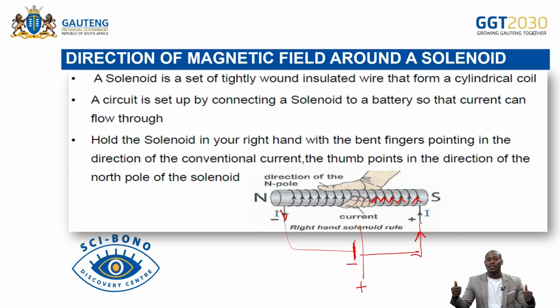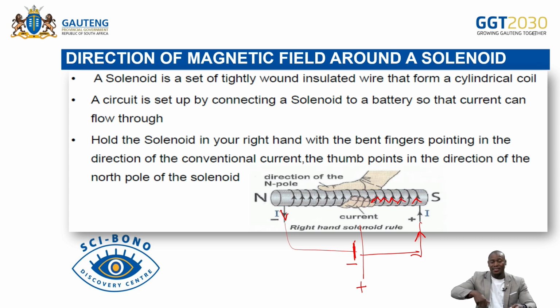First thing that we need to do is to determine the direction of the current. If there's a source of power or a battery here, then you know conventionally current flows from a positive terminal to a negative terminal. So if this side is positive, then this is how the current is going to flow. Now I want to determine the direction of the magnetic field, but first I need to determine the direction of the North Pole. So how do I determine the direction of the North Pole? When I hold my solenoid, the way my fingers are bent, they should follow the direction of the conventional current.